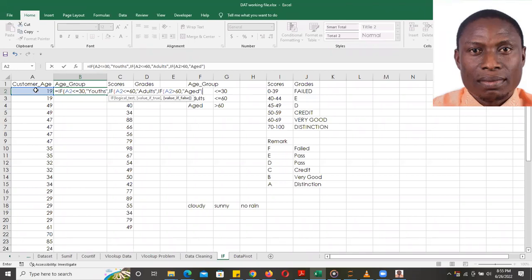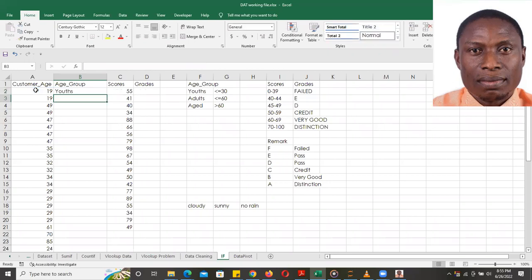Then followed by the next one, they have the same color. Followed by the next one. Then you hit your enter. Then with the help of your fill handle, you have this.